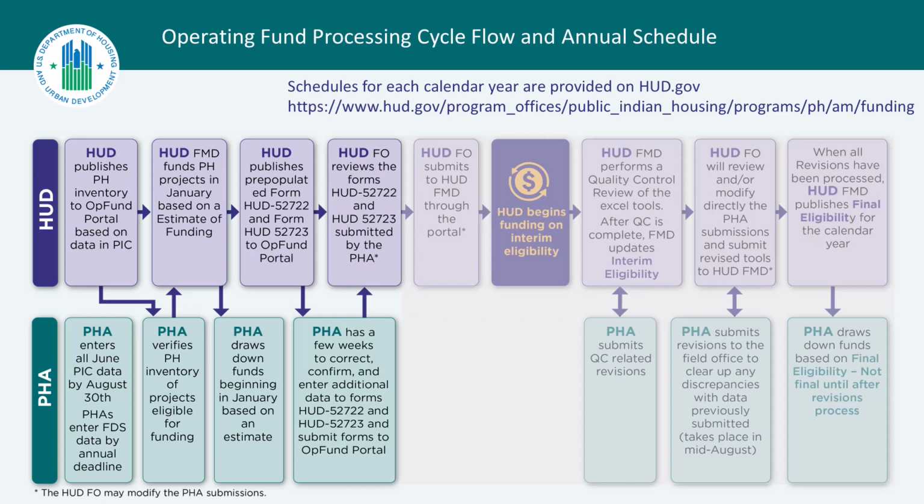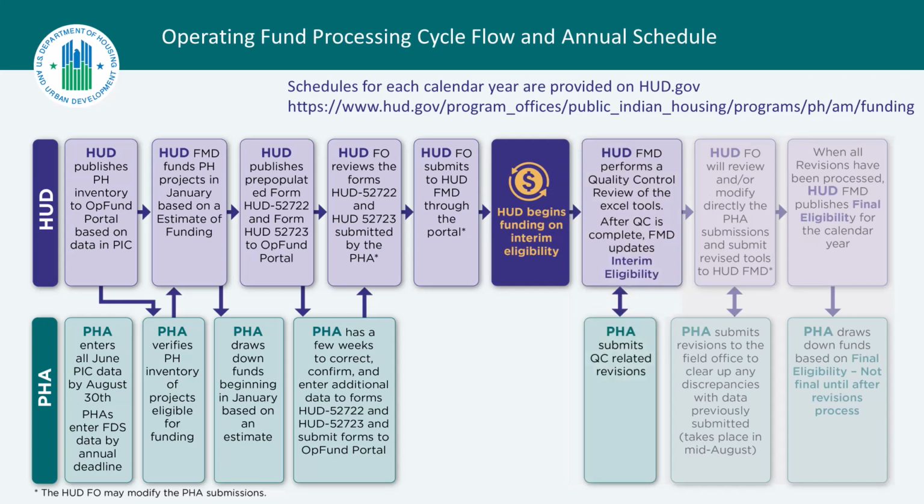After the forms are posted in the Op Fund portal, PHAs will have a few weeks to correct, confirm, and fill out any additional data needed in the forms. Any errors in data that cannot be edited by the PHA should be brought to the attention of their HUD field office. After the PHA-submitted forms are received, the HUD field office will review the forms and submit them to the HUD Financial Management Division, or FMD, for processing.